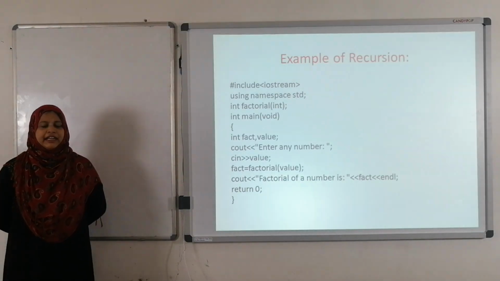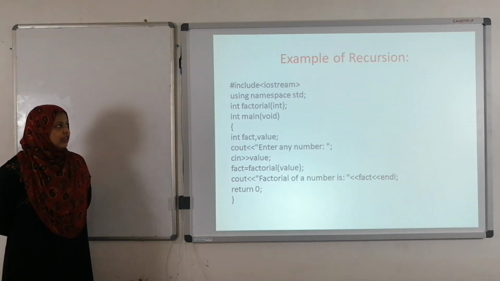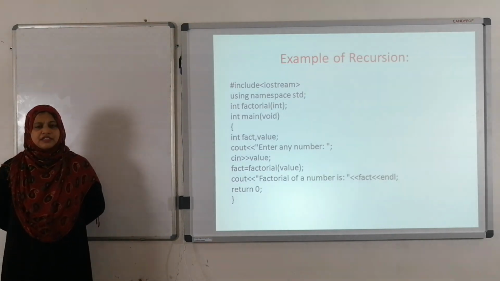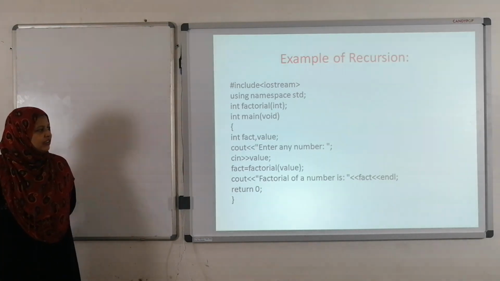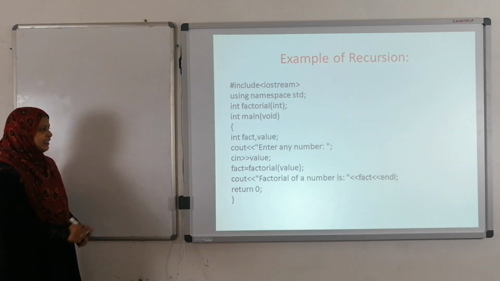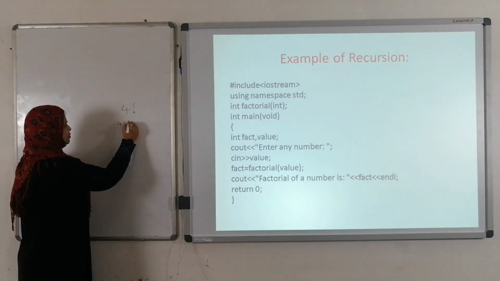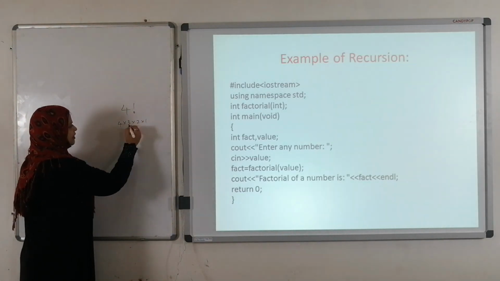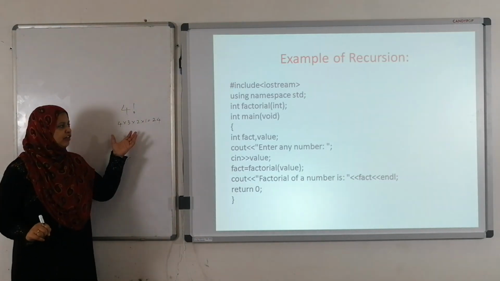Welcome back, students. In the previous session we discussed what recursion means. Now in this session we are going to discuss how we are going to implement recursion. For example, 4 factorial. 4 factorial means 4 into 3 into 2 into 1. 4, 12, 24. Right? This is the value of 4 factorial.